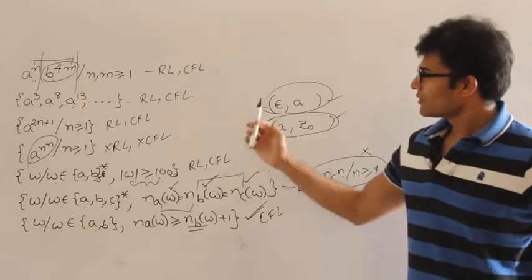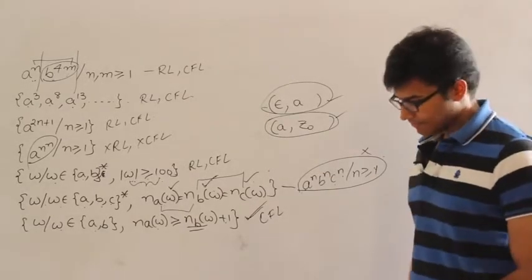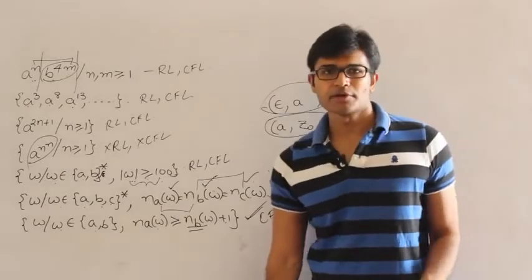Fine. So these are all the examples of context-free languages. We shall see about grammar and its properties next.